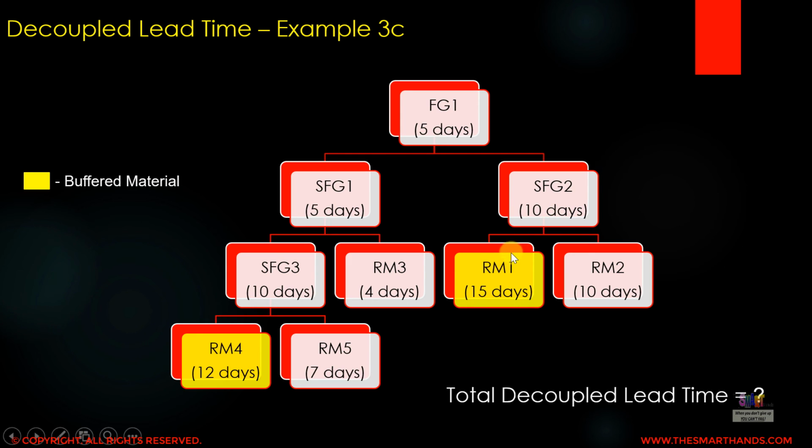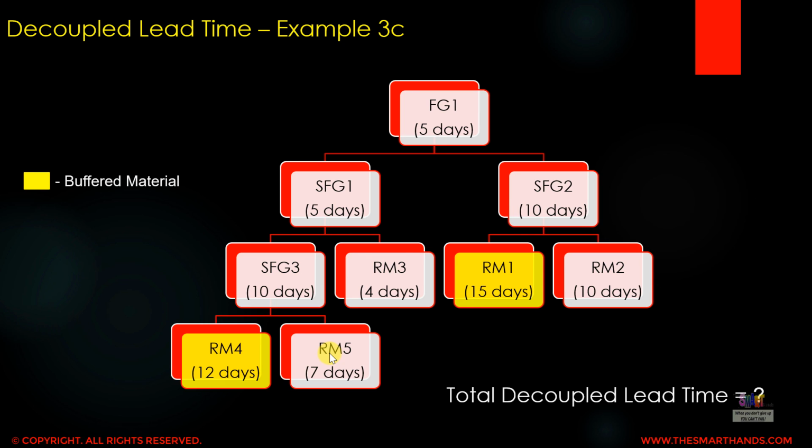If you also maintain this raw material 1 as buffered material, again system will think there is always stock available here. Now system will again recalculate the decoupled lead time. So this time on the right hand side it will be 5 and 10, 15, and then 10 it will be 25. On the left hand side it will be 5 and 5, 10, 10 and 10, 20, and 7, 27. So 27 is longer than 25. System will be considering this 27 days from left hand side. So that's how the decoupled lead time is calculated on the daily basis.